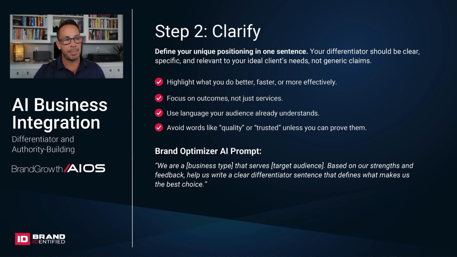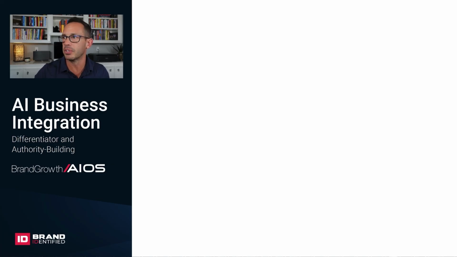Within this step and the additional steps within this framework, I've given you some AI prompts. Now, these are specifically BrandOptimizer.AI prompts. So this one, for example, is, we are a, and you insert your business type there, that serves your target audience. And then based on our strengths and our feedback, help us write a clear differentiator sentence that defines what makes us the best choice. So then you're going to take those 10 questions and the answers to those questions and add those to this prompt.